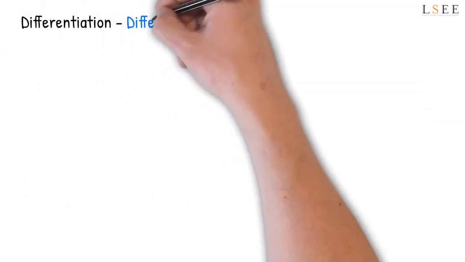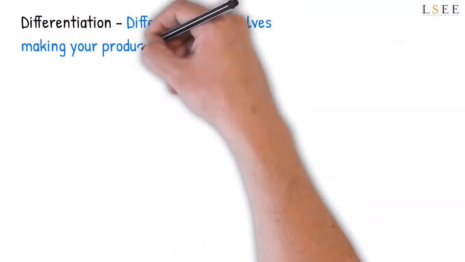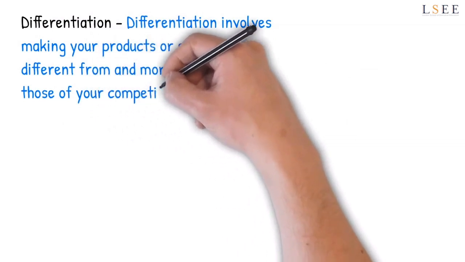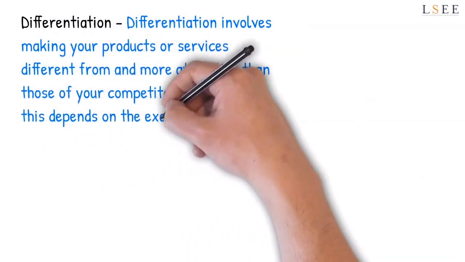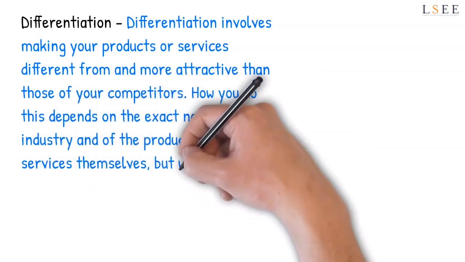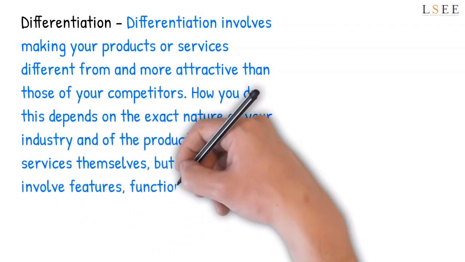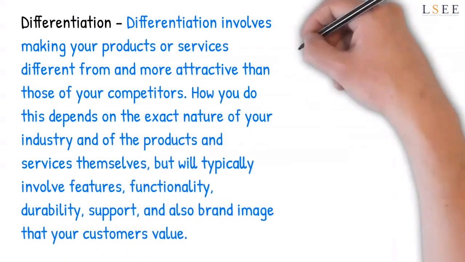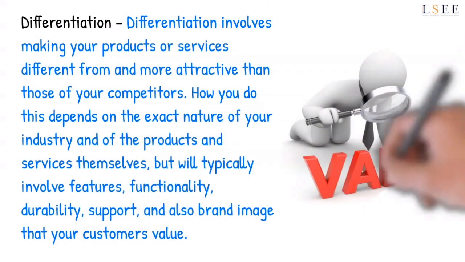Differentiation. Differentiation involves making your products or services different from and more attractive than those of your competitors. How you do this depends on the exact nature of your industry and of the products and services themselves, but will typically involve features, functionality, durability, support, and also brand image that your customers value.